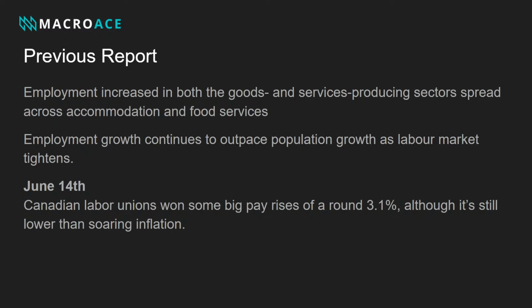Now, the previous report, you had employment that increased in both the goods and service producing sectors, which spread across accommodation and food services. And employment growth continued to outpace population growth as the labour market tightens. So on June 14th, you had Canadian labour unions that won some big pay rises of around 3.1%, although it's still lower than soaring inflation.